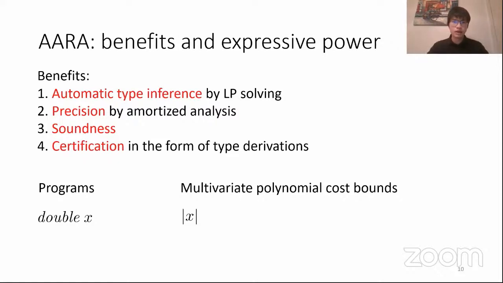The example of ARA on the previous slide only uses linear potential. Specifically, we know that the cost bound of the double function is the size of x. However, in general, ARA is capable of inferring multivariate polynomial bounds. For instance, for the multiply function, which returns a list of size x times size y, ARA can infer that its cost bound is indeed the size of x times the size of y. Thus, the cost bounds derived by ARA are multivariate polynomials.